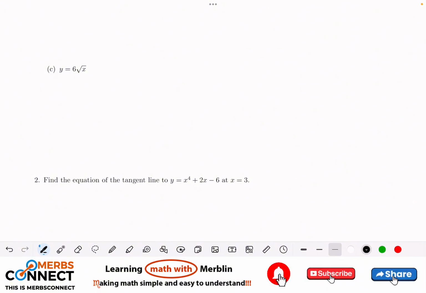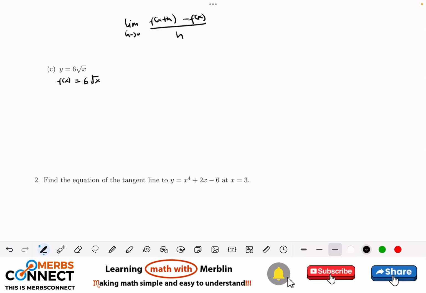Okay, so now the same idea, limit definition, limit. What I'm going to do is let f of x be equal to 6 root of x, so that I can use the limit definition. So here will be f of x plus h minus f of x divided by h. So my f of x is equal to 6 root of x.